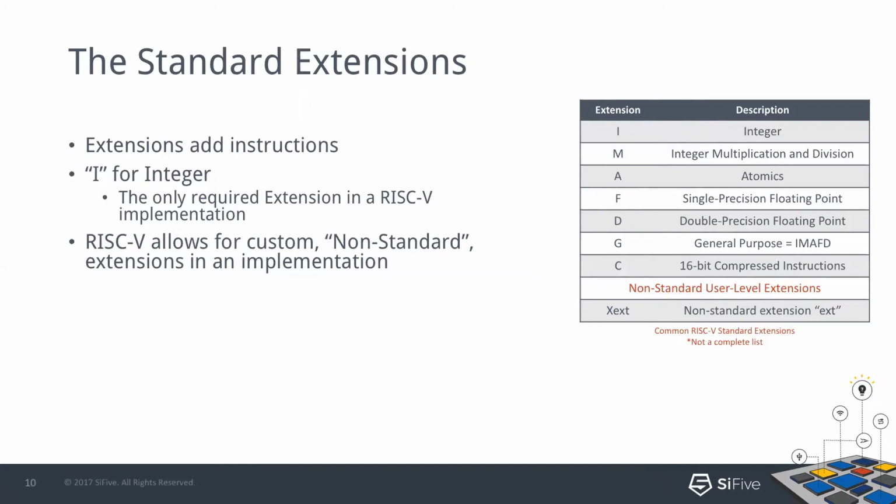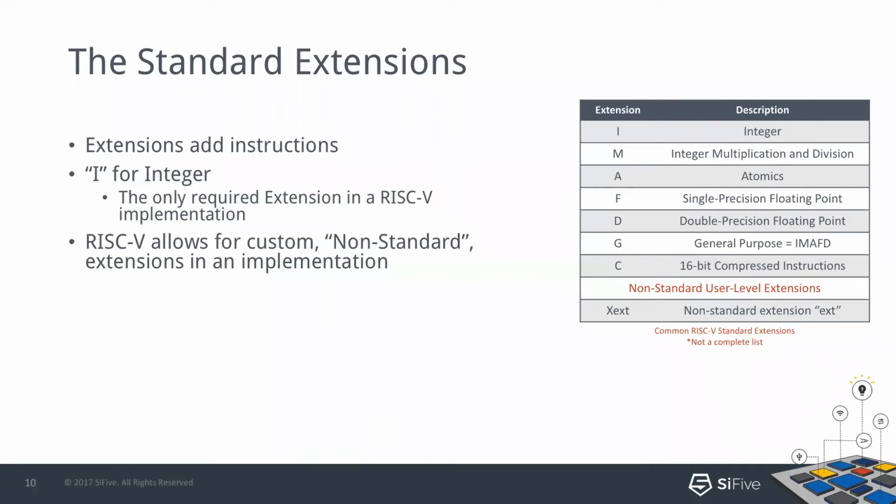We already went over I for integer. There's also the M extension, which adds multiplication and division instructions. The A extension adds atomic instructions. The F and D extensions add support for single precision and double precision floating point instructions. The G extension is a shorthand and indicates that a given implementation supports the I, M, A, F, and D extensions. Also, the C extension is another common one, and it stands for compressed. It has 16-bit compressed instructions, and we have a section discussing that in a couple of slides.